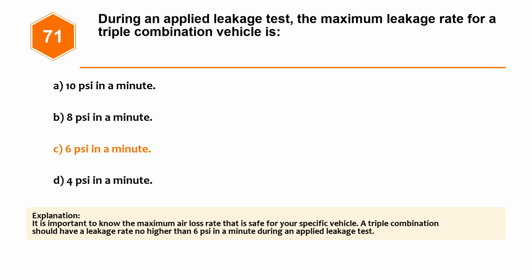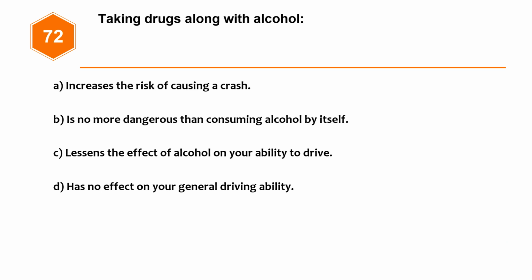Explanation. It is important to know the maximum air loss rate that is safe for your specific vehicle. A triple combination should have a leakage rate no higher than 6 psi in a minute during an applied leakage test. Question 72. Taking drugs along with alcohol. Option A increases the risk of causing a crash.